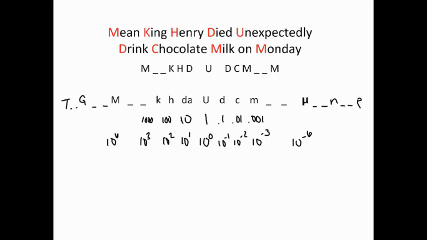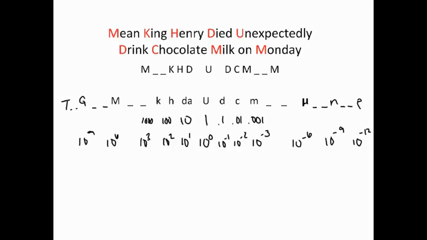And on it goes. Nano would be 10 to the negative 9th, pico would be 10 to the negative 12th, giga would be 10 to the 9th, and tera would be 10 to the, excuse me, 12th. Like I said, we're not going to be dealing over here too much. We're primarily going to be focused more over here.